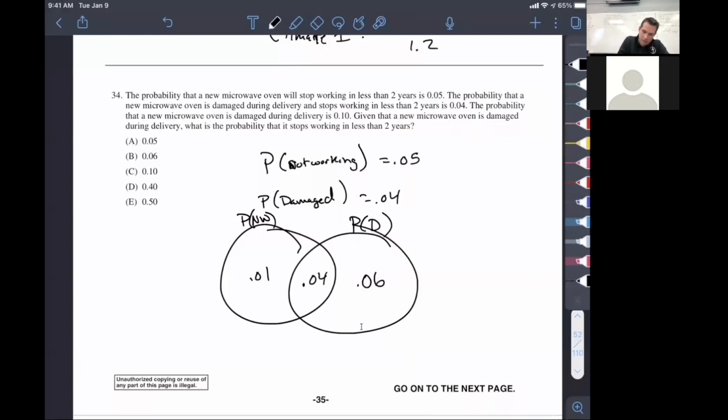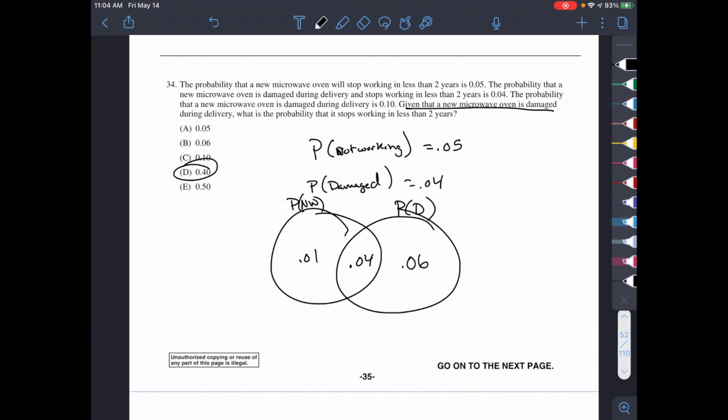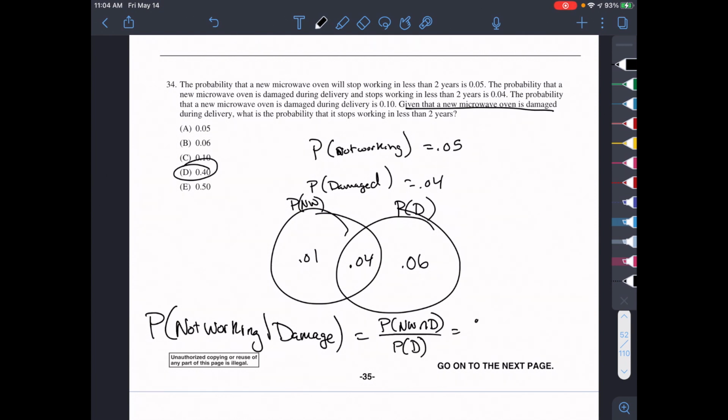Wouldn't that be? So again, as future Mr. Swenson interjects from the video, if we are looking for the probability that it is not working, given that it's damaged, then this is just saying what's the probability that it's not working and damaged over the probability that it's damaged, if that's the formula, or it's just saying what's the probability of being 0.04 divided by 0.1, which is 40%.